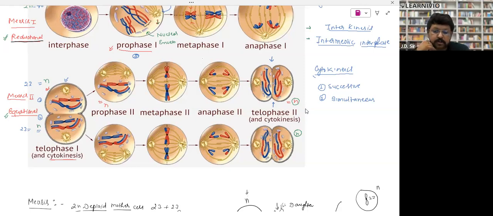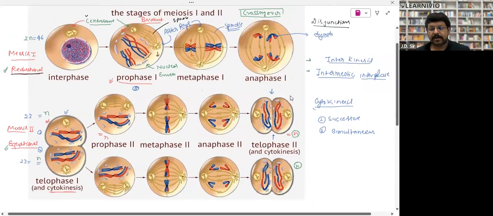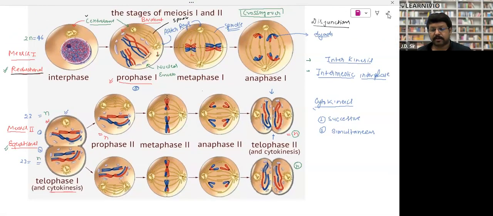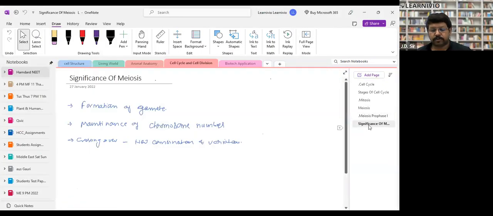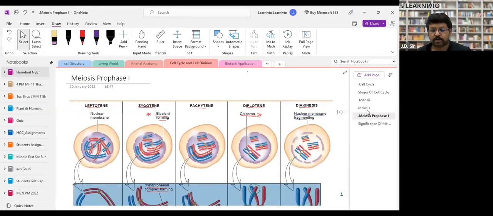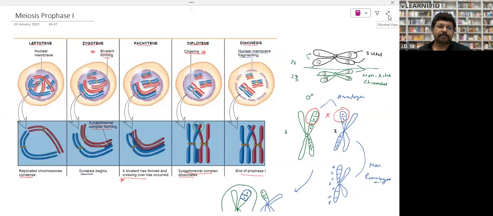So this was all about meiosis. Still, if you have any doubt in meiosis, you can ask me. Then I will dictate to you the significance of meiosis, because the significance of meiosis is also very important. Why does meiosis take place? Look, what is the purpose behind meiosis?